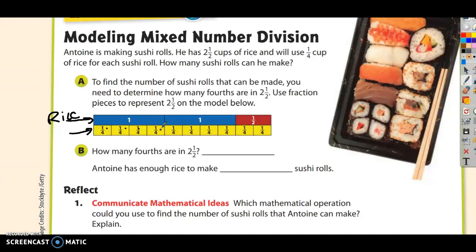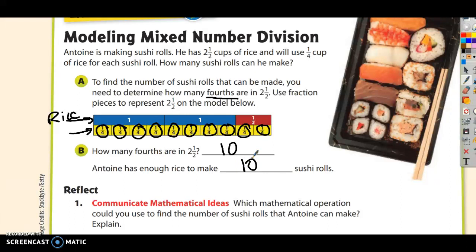So really what you can do to answer question B, I guess we need to read all of A. It says to find the number of sushi rolls that can be made, you need to determine how many fourths, that's these things, are in 2.5. Use fraction pieces to represent 2.5 on the model below. So there's a fourth, there's 2, 3, 4. So there's 4 1/4s, or 4 sushi rolls, in each cup. So 1, 2, 3, 4, 5, 6, 7, 8. And then there's 2 more fourths, which makes a total of 10. How many fourths are there in 2.5? There's 10. Antoine has enough rice to make 10 sushi rolls. So you just get that by counting.